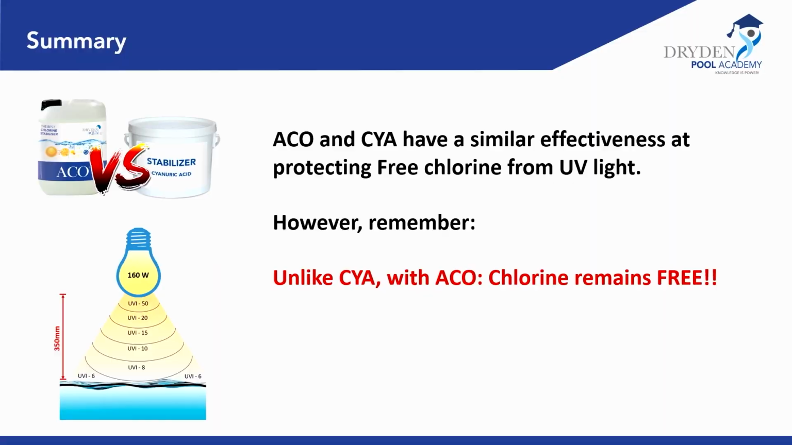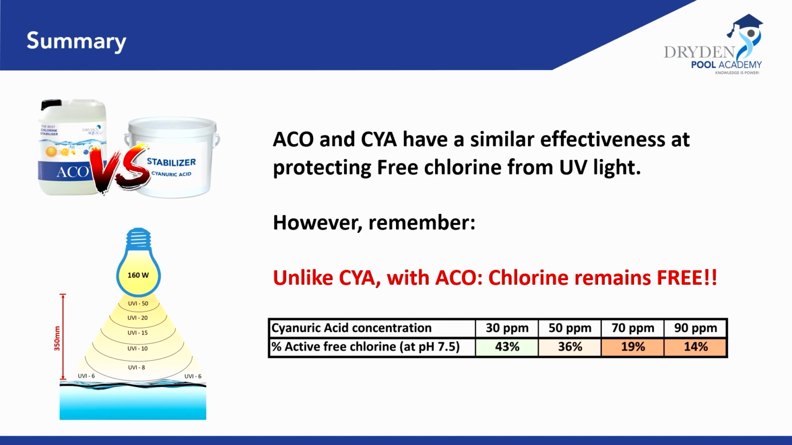Okay, good. So as a summary, ACO and cyanuric acid have very similar effectiveness at protecting free chlorine from the sun, from UV light. But remember, unlike cyanuric acid, with ACO the chlorine remains free chlorine, whereas with cyanuric acid, the more you add, the less free your chlorine is. You have the chlorinated cyanurate. So you need to add more chlorine to have comparable disinfection properties of the water. I think it's quite clear.